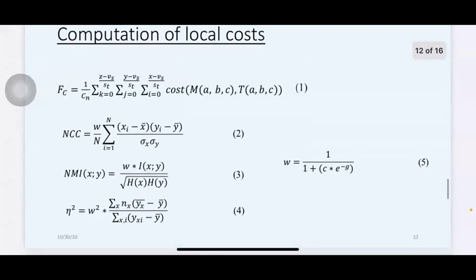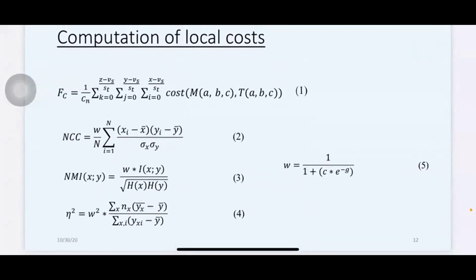This is how the local costs are computed. The first equation demonstrates how we computed the cost functions locally by defining a volume of interest. VS is the size of your volume of interest. We took a volume of interest of 3 by 3 by 3, and ST represents the stride, how we slide the volume of interest over the images. M is the moving image, T is the template, and A, B, C represent the range of your volume of interest. Cost is your normalized correlation coefficient, normalized mutual information, or correlation ratio. The correlation ratio here is the square root of equation 4.